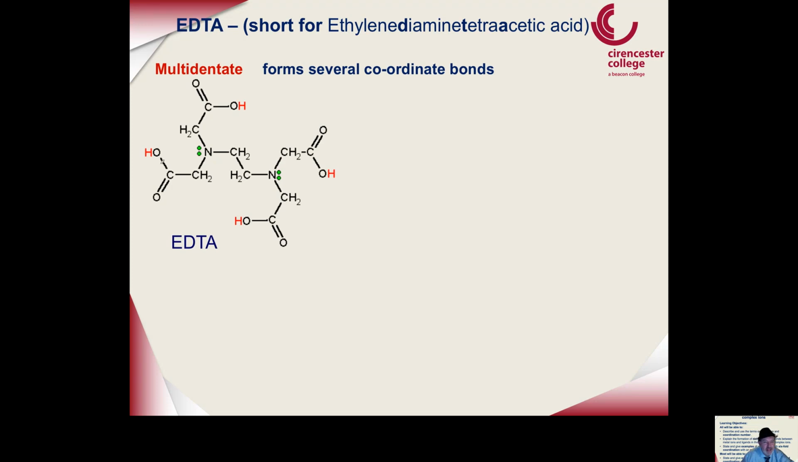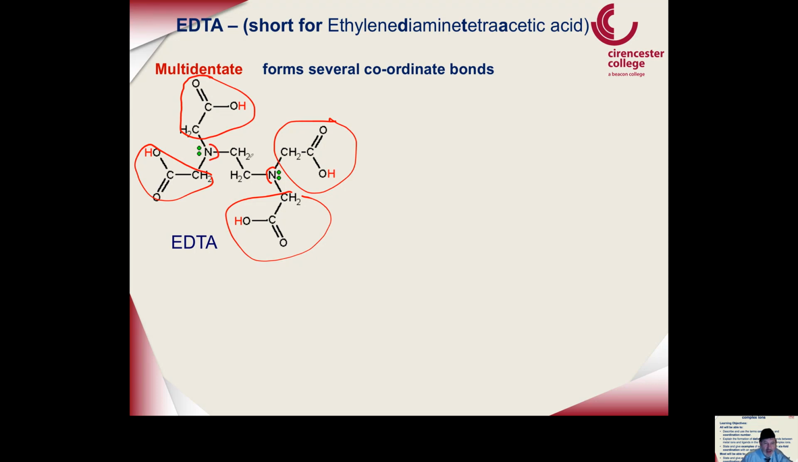Right, so this is tetraacetic. Okay, so we've got an acetic acid group here, an acetic acid group here, an acetic acid group here, and an acetic acid group here. Ethylene diamine, well, that's an amine group here, and that's an amine group here.